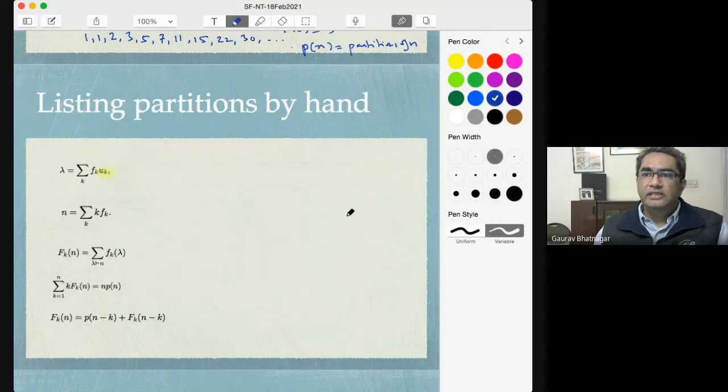to list partitions. Okay, somebody wants to come in.